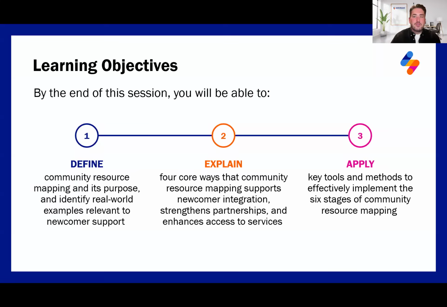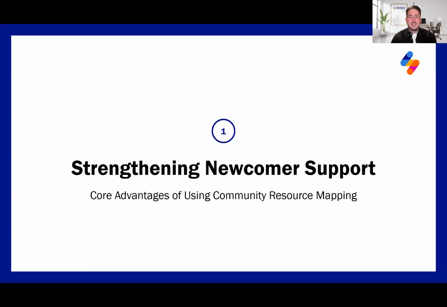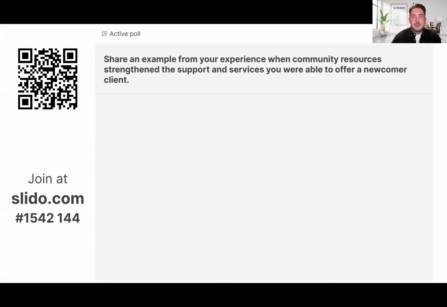But moving on to our first objective, strengthening newcomer support. We will start by looking at the core advantages of community resource mapping. But first, let's make this interactive. You'll see a QR code on your screen. Why don't you go ahead and scan it with your phone if you can? And the question is, share an example from your own experience when your community resource strengthened the support and services you were able to offer a newcomer client. So why don't you take a moment to think and add your response. These will show up anonymously on the screen, and I'll give you about a minute to do it.